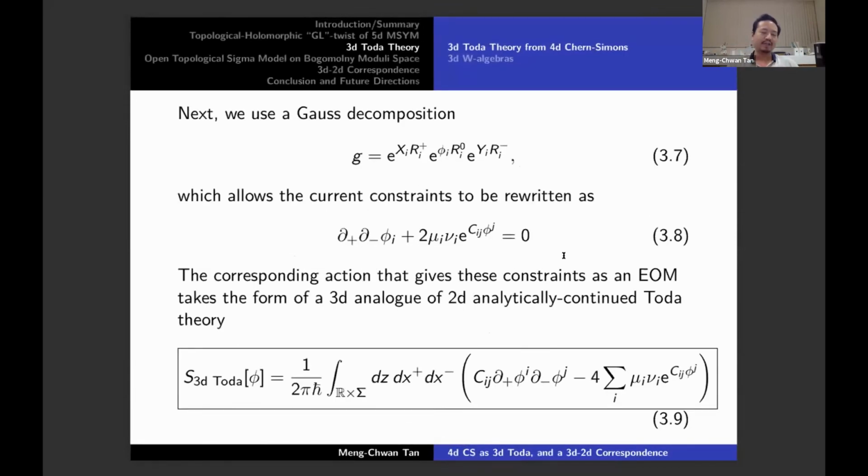Now, this is completely analogous to what happens in 2 dimensions, using a Gauss decomposition and Nampo boundary conditions on WZW, and then you get this constraint here. If you look at this constraint, this implies that the action of a theory which gives us this constraint is essentially this one. The corresponding action that gives us these constraints as an equation of motion takes the form of a 3D analog of 2D analytically continued Toda theory. So it looks like this. If you do a variation, the equations of motion for this action will give us this constraint.